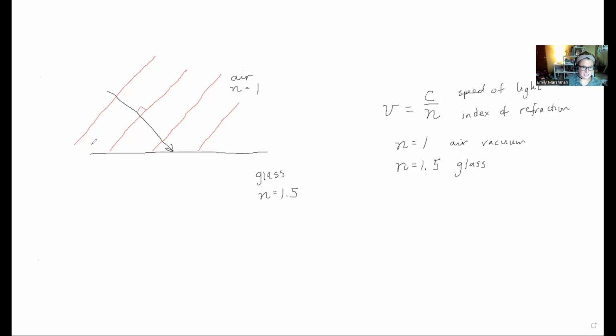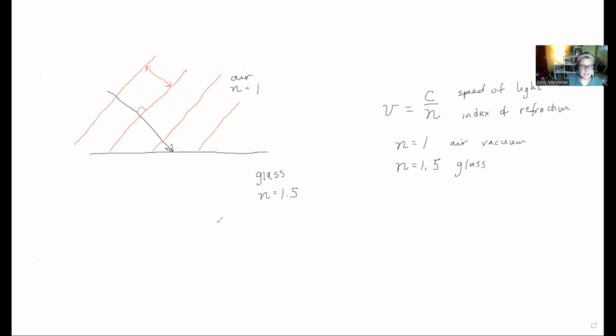So these are basically the crests of your light wave coming in, the crests of your electromagnetic wave coming in here. And these crests are occurring at a certain frequency, right? Because light has a certain frequency and a certain wavelength associated with it. And in air, it's traveling at the speed of light. It's traveling very quickly. And so these wave crests are going to be far apart, right? It travels a long distance in a given amount of time. But what happens when it hits this boundary and travels into the glass?